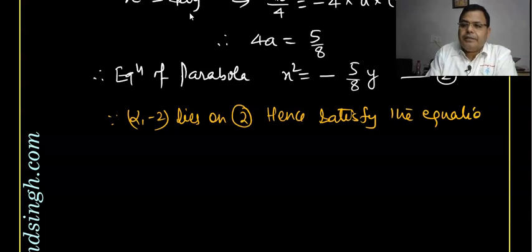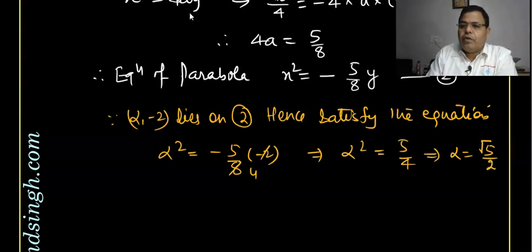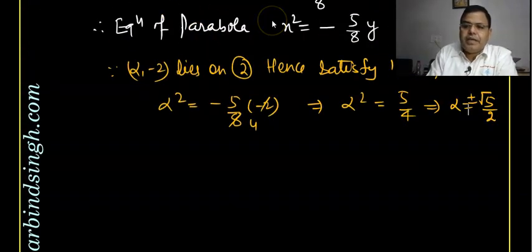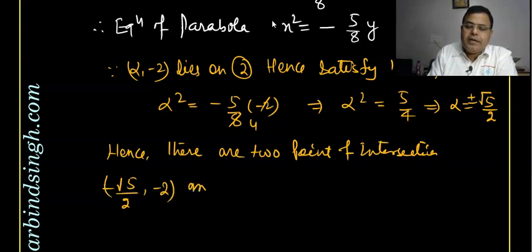So x is alpha, and alpha square is equal to minus 5 by 8 into minus 2. The 2 cancels with the 8 to give 4, and minus minus is plus, so alpha square is 5 by 4, and therefore alpha is equal to plus or minus root 5 by 2. So there are 2 points of intersection: (minus root 5 by 2, minus 2) and (root 5 by 2, minus 2).